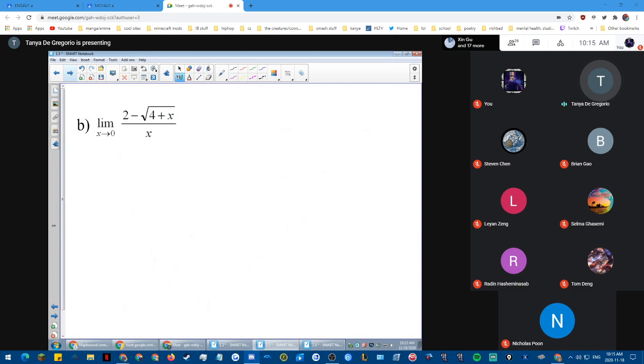Okay, limit as x approaches 0 of 2 minus radical 4 plus x over x. Can I sub in 0? No. Thank you. So what do I need to do? Yeah, conjugate. So you guys tell me, what's the conjugate here? Whatever I do to the numerator, I must do to the denominator.